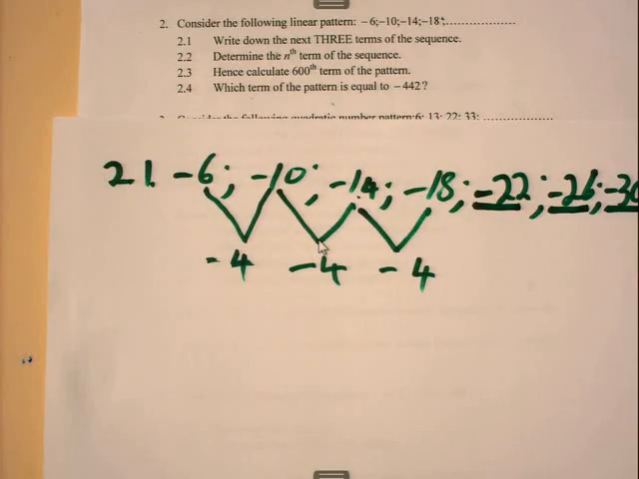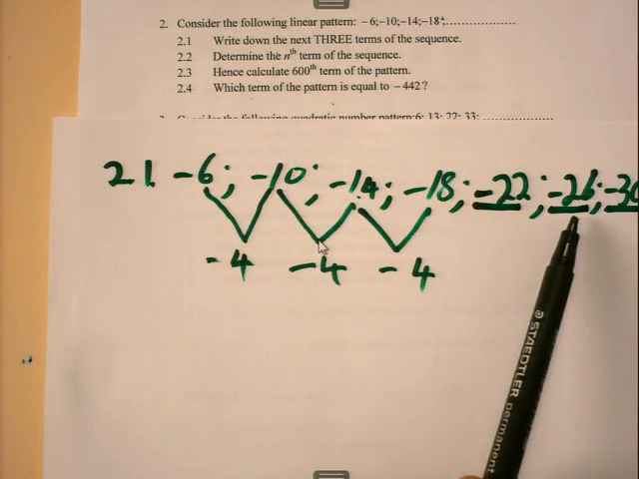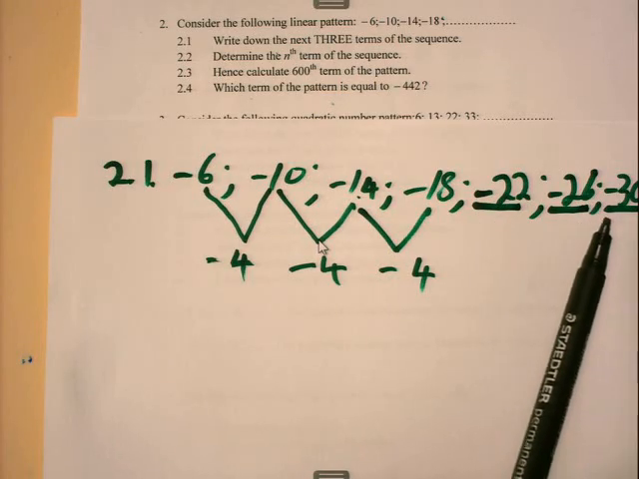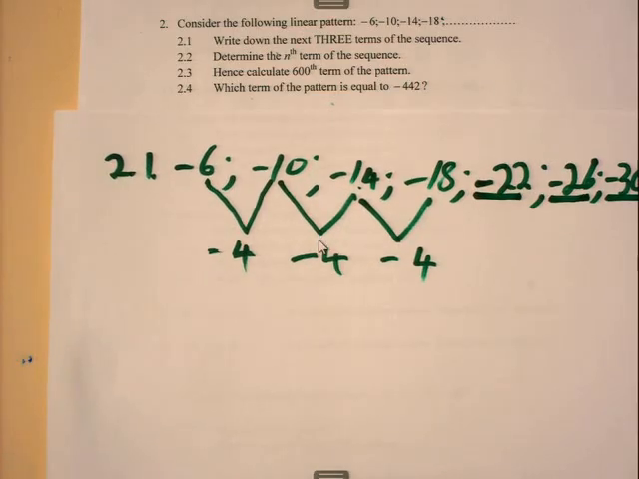I hope you are all okay with that one, and I hope you all managed to get it right. So the next three terms of this sequence are -22, -26, and -30. The next question, 2.2. Determine the nth term of the sequence.